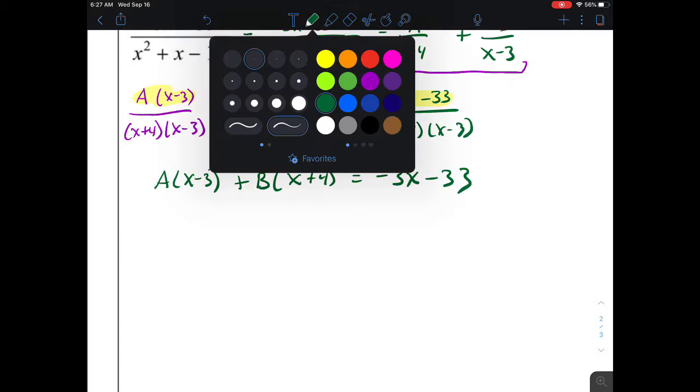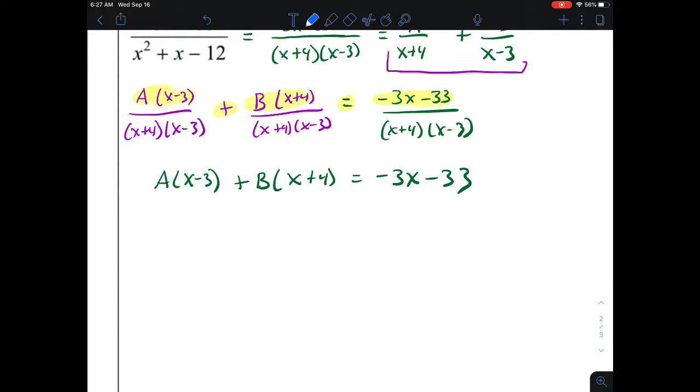To solve for a and b, we're going to use a method called the cover-up method. We're going to take the zeros, so as to eliminate a variable. One zero is 3, so I'm going to let x equal 3 and put in 3 everywhere for x. So I have a times 0 plus b times 7 is equal to negative 3 times 3 minus 33.